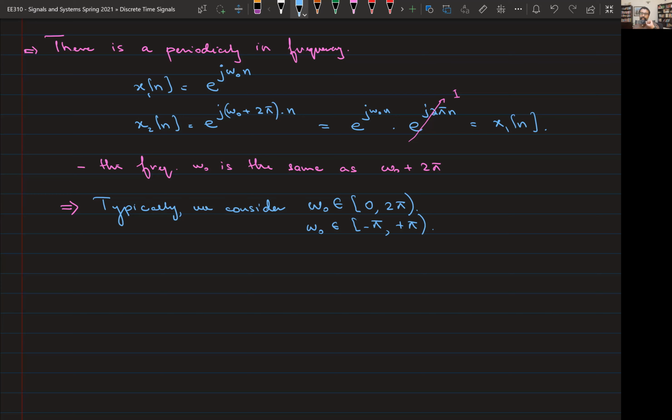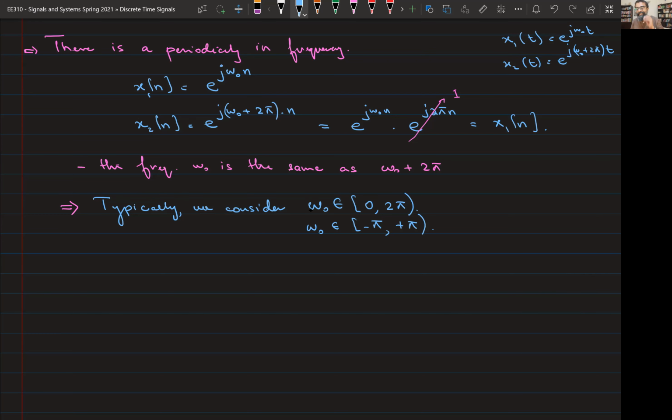Could you say the same for continuous time? No, sir, its frequency is higher. Right, it is higher. I cannot say if x1 of t is e raised by j omega naught t and x2 of t is equal to e raised by j omega naught plus 2 pi. I increase the frequency. So are both signals the same? They're not the same.